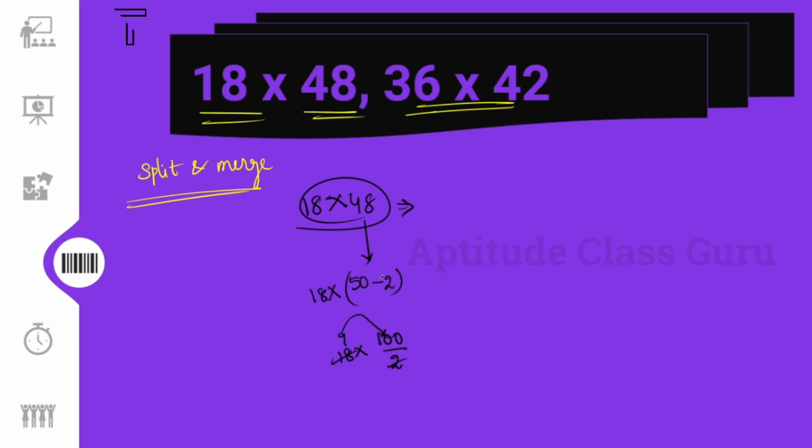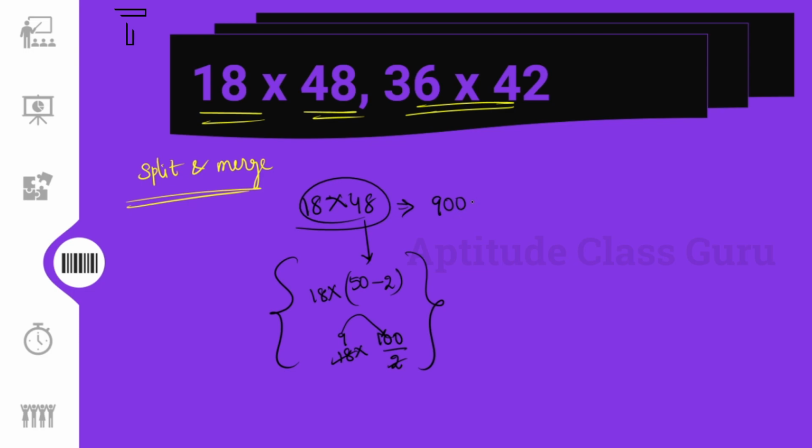So 50 18s are 900. It's very easy. All these steps will be calculated in your brain only. You don't have to use pen and paper. Whenever you have to do 48%, immediately you can do 50%. 50% is nothing but 100 by 2, which is half of the number, 9, and you have to multiply with 100, 900. That's it.